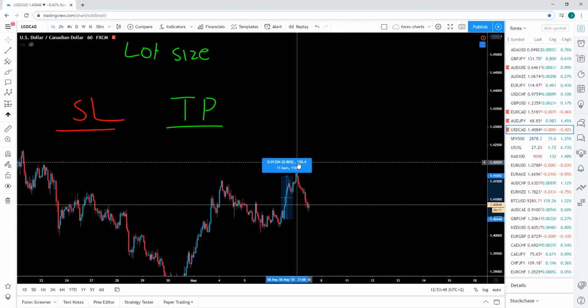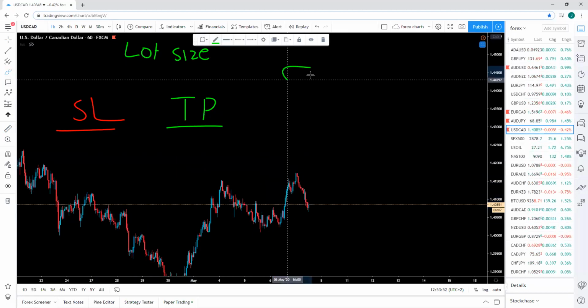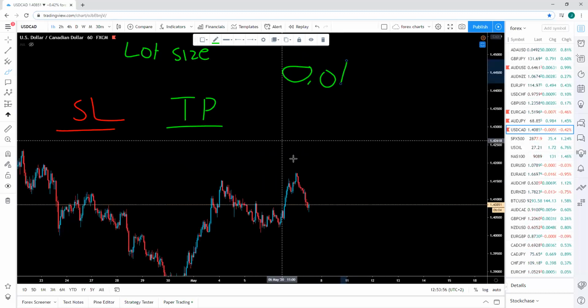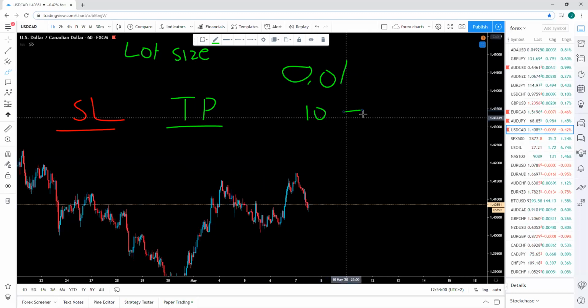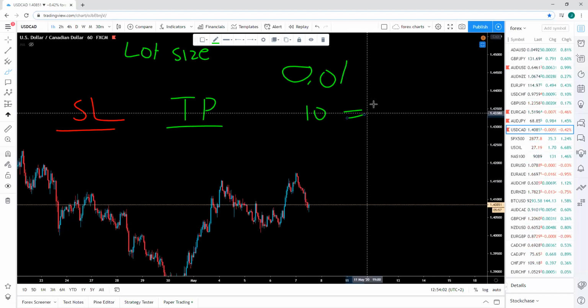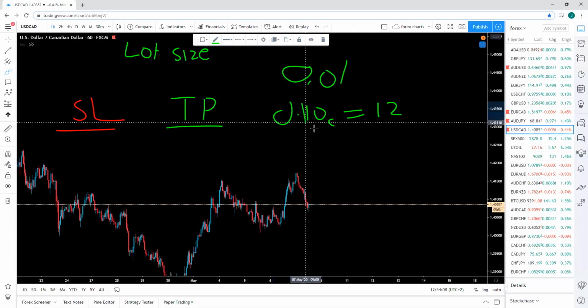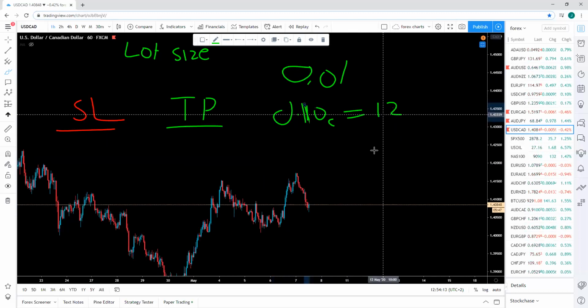If this 120 pips was at 0.01 lot size, then it means each pip would have been 10 cents. And that equals the 120 pips. This movement would have been $12. This 10 cents, 0.10. So that would have meant that you've made $12 here.